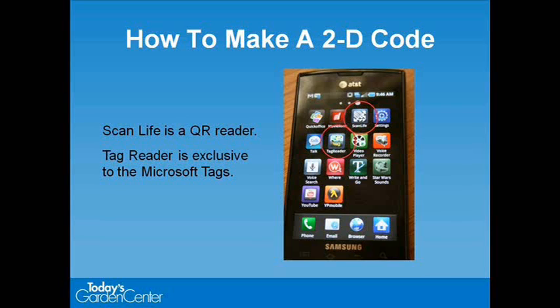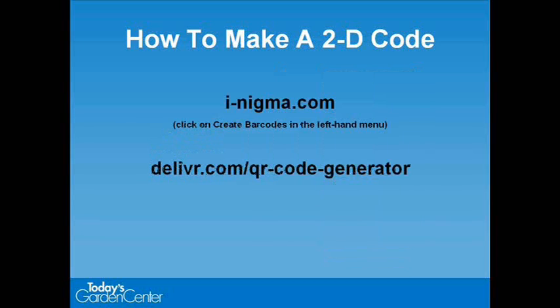So how do you create one? We'll show you a couple of different ways, depending on which type of 2D code you want to use. All sites shown here are free and easy to use. The QR code is the original 2D code, and it's black and white. It's easy to create. Pick a QR code generator website like enigma.com or deliver.com, which are both shown here. We'll walk through both of these, as well as the Microsoft Tag Creator.